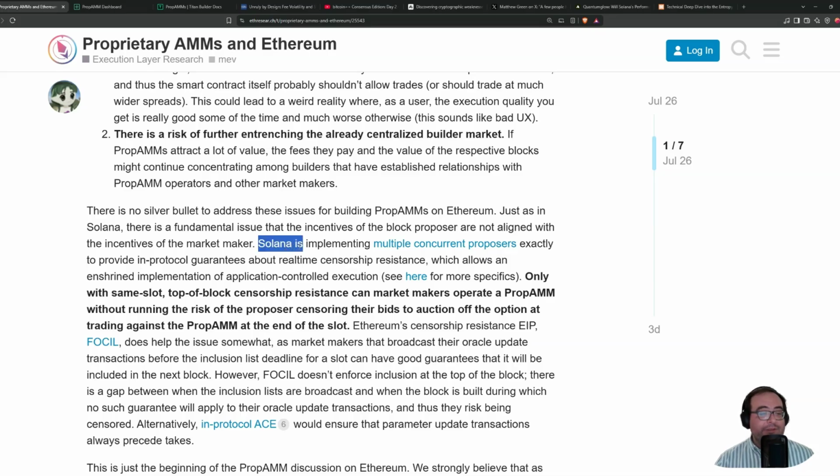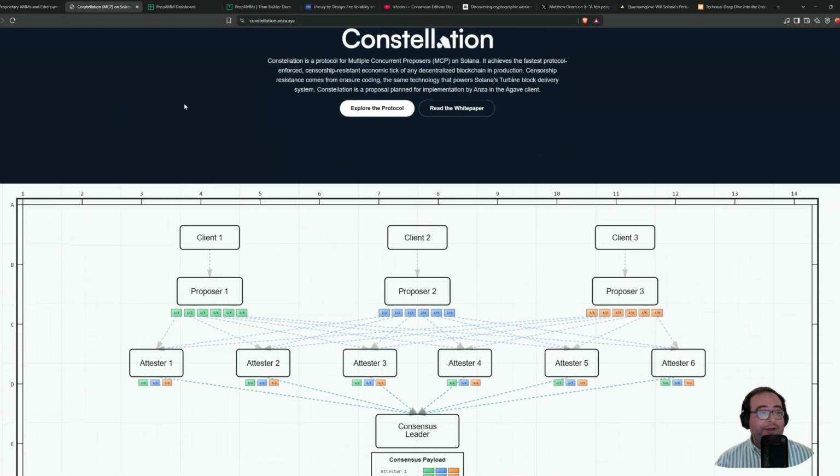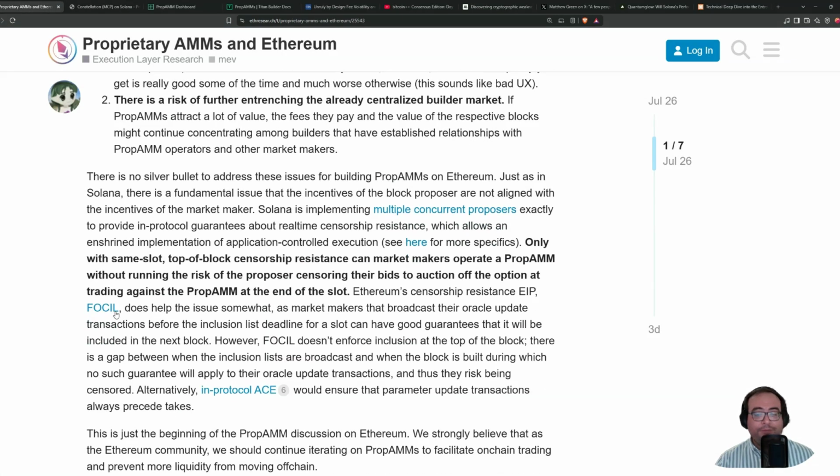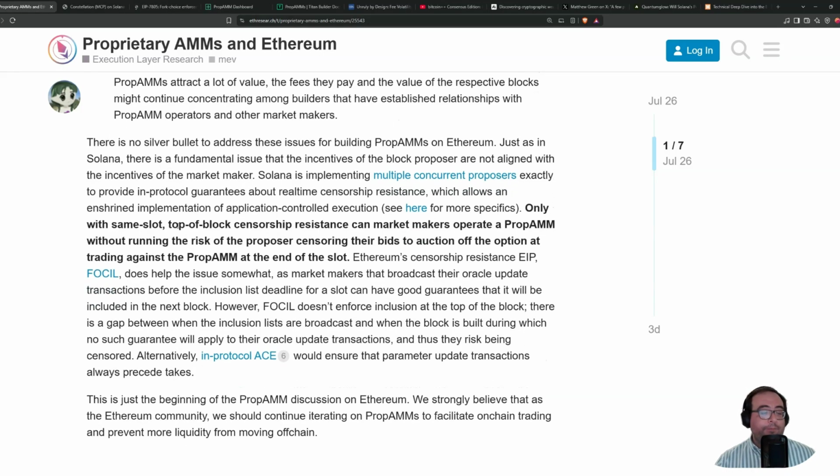So for censorship resistance, we have MCP upgrades, multiple concurrent proposers coming in Solana. This is Constellation, from ANSA. And then we have Fossil coming with the Hegota upgrade in Ethereum. But this is also not the solution because it's not guaranteed to be at the top of the block, to have your price update at the top of the block. So not ideal, but anyway, all this to say, Prop AMMs are real and they're happening in Ethereum.